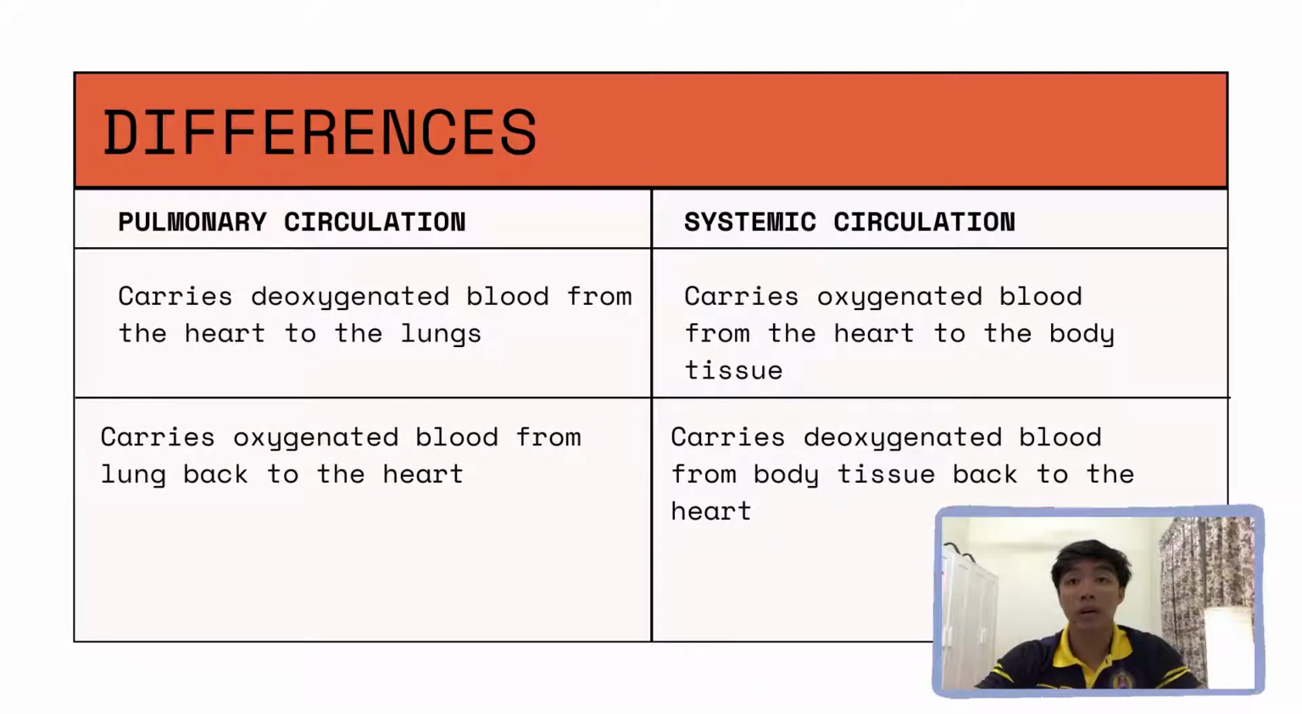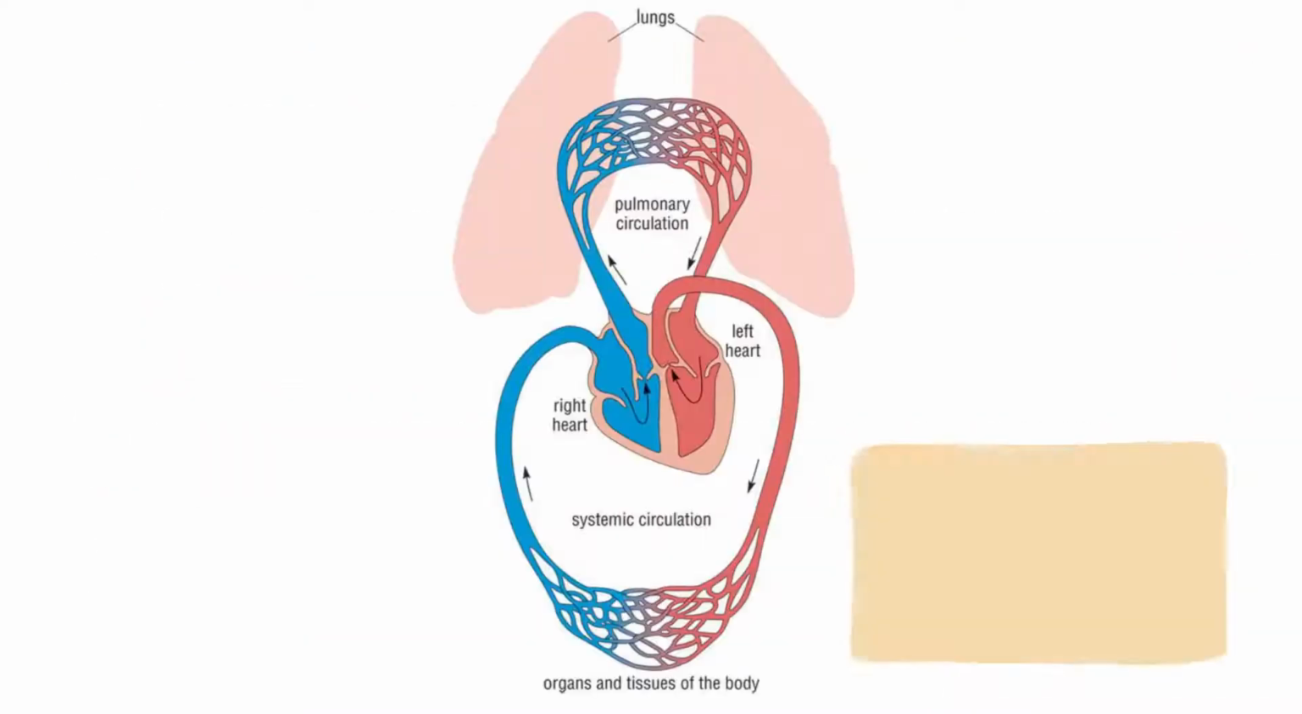So, what are the differences between the pulmonary circulation and the systemic circulation? The pulmonary circulation carries the oxygenated blood from the heart to the lungs, and it also carries oxygenated blood from the lung back to the heart. Whereas the systemic circulation carries oxygenated blood from the heart to the body tissue and carries the oxygenated blood from the body tissue back to the heart.